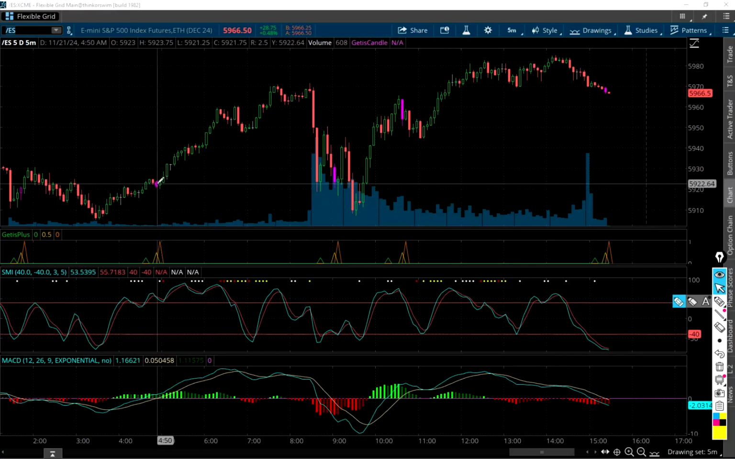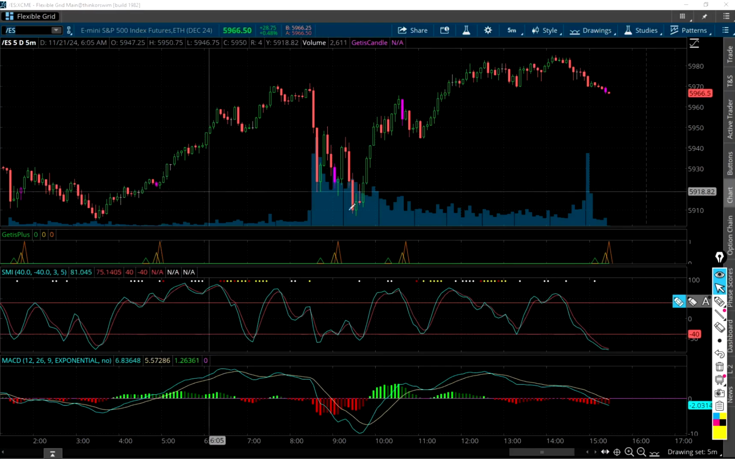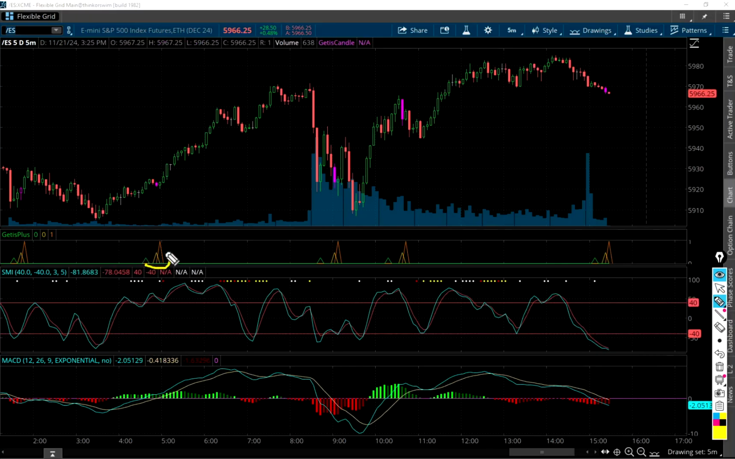Right here at 4:50 in the morning, this was an awesome trade. If you're up, this trade was magnificent. The Gibbs Plus indicator said, hey, I got a trade right here. Was it ever? Look at that. Look at this. SMI, I'm going to show you how to read this.